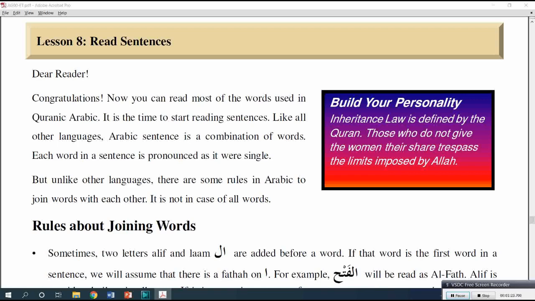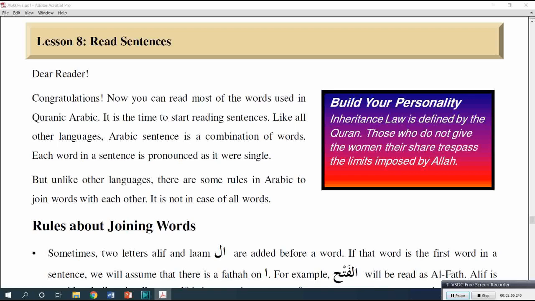Now we come back to reading sentences. Congratulations, now you can read most of the words used in Quranic Arabic, because during the previous 7 lectures you have seen a lot of words of the Quran, and you have practiced, and I hope that you will be reading in the right way. It's time to start reading sentences.